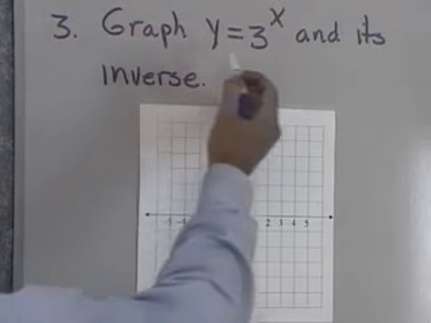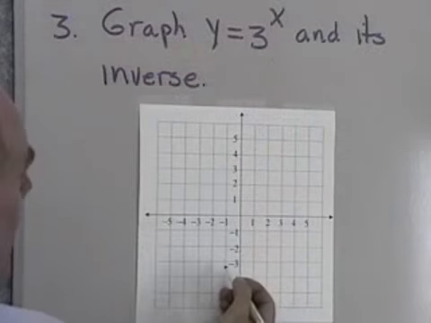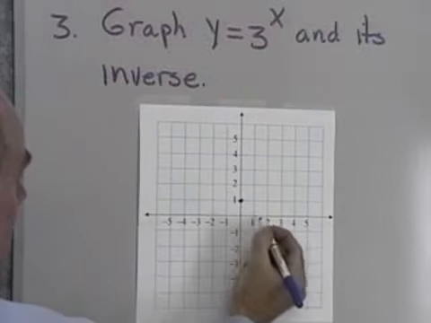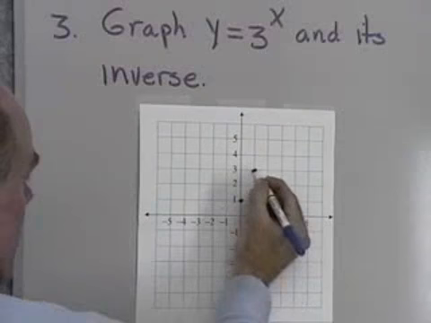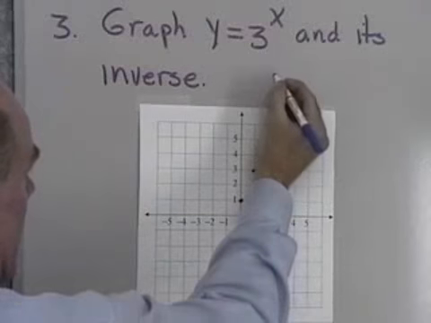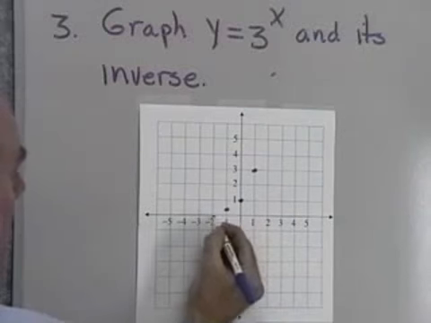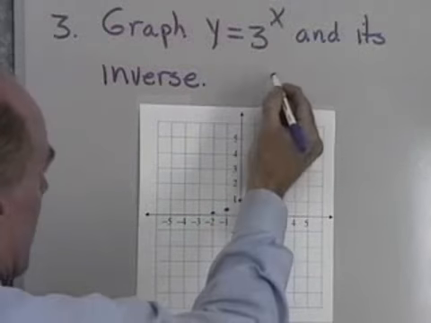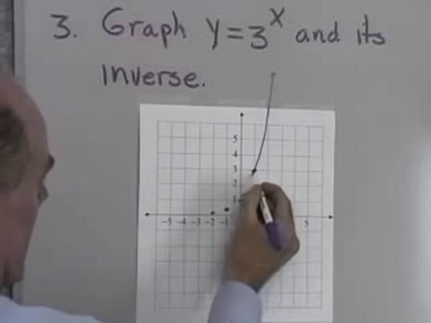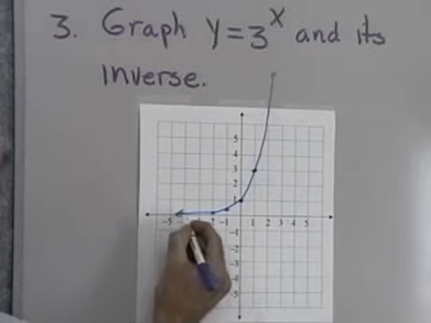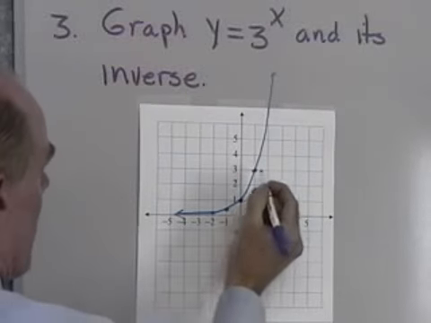For problem 3, I want to graph y equals 3 to the x. So let's see, I've graphed this previously. When x is 0, y is 1. When x is 1, y is equal to 3. When x is 2, y is equal to 9. It's way up here. When x is negative 1, y is 1/3. Negative 2, 1/9, and so on and so forth. So I get a graph that comes down and does not cross the x-axis, but gets as close to the x-axis as we want.